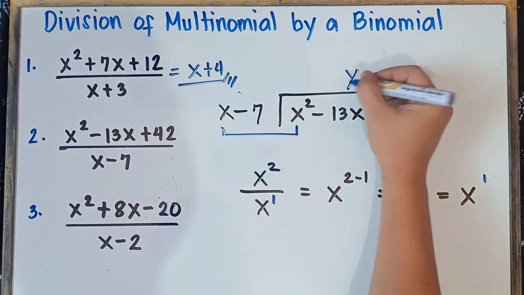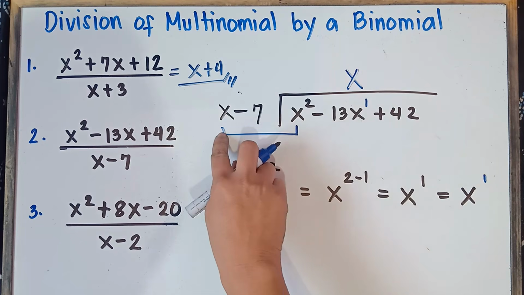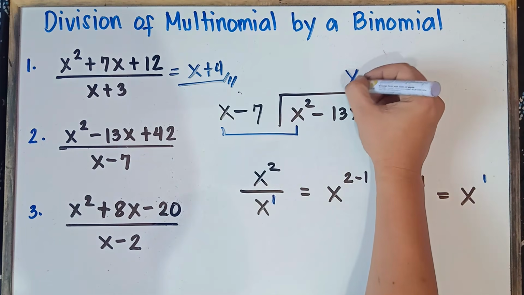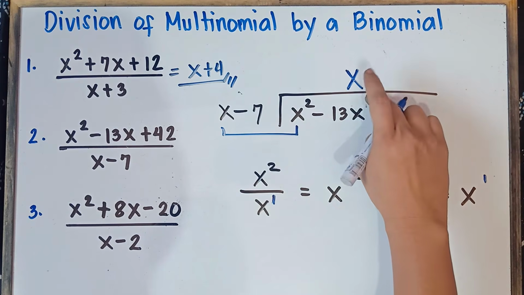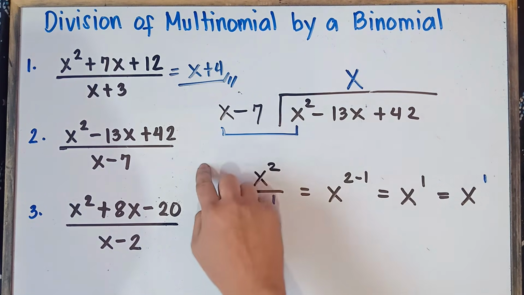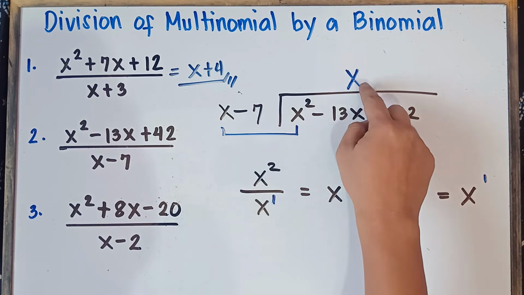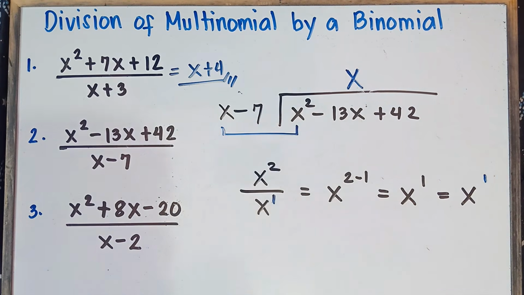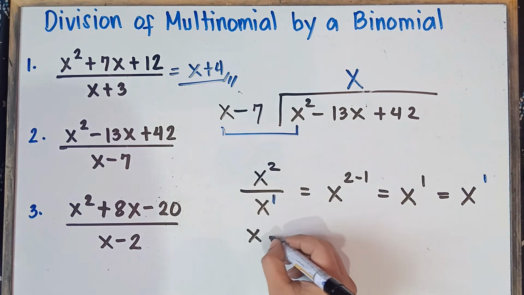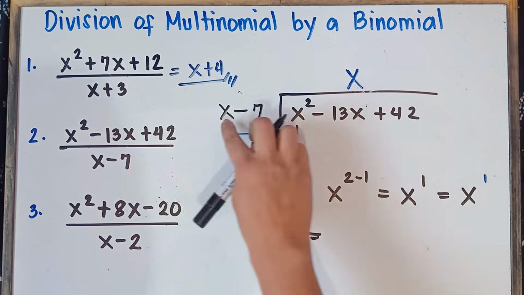Alright, so once again, x squared divided by x, the answer, class, is x. So after you divide, class, you do it reverse. You simply multiply x times x.